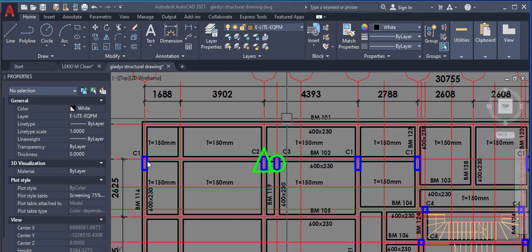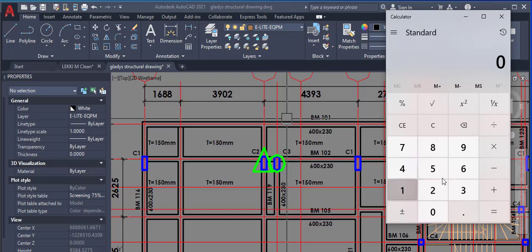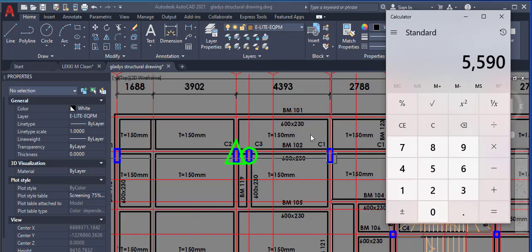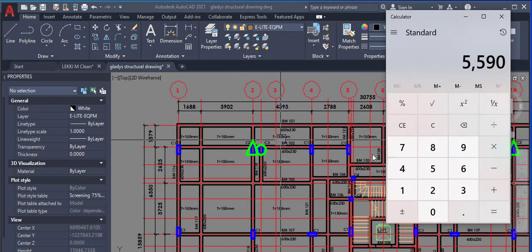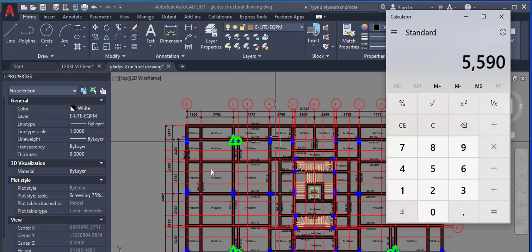So if you're looking at the span of this beam, it will now be this plus this, which is 1688 plus 3902. So we are having 5.59 span here. Then from here now to here is 4.393. So this is how we determine it.